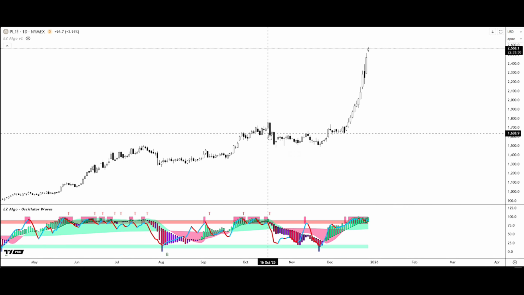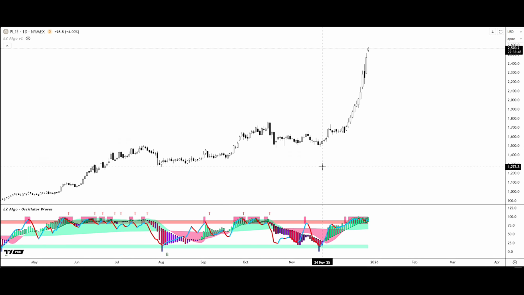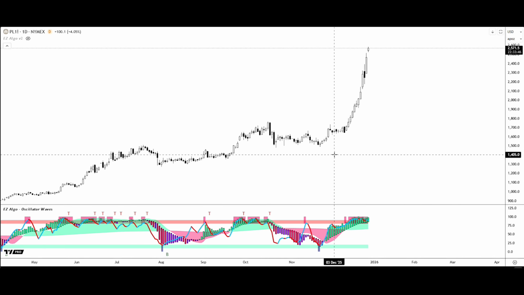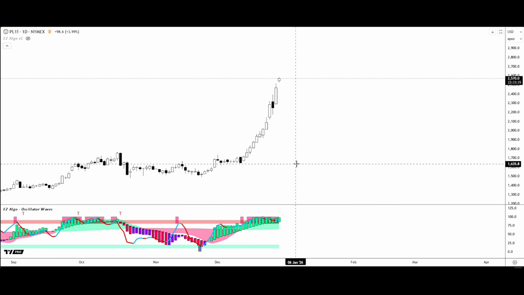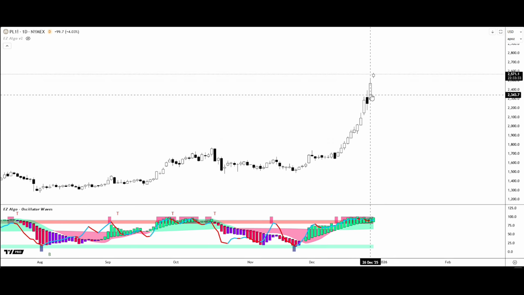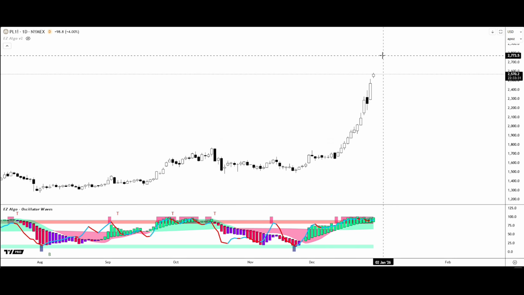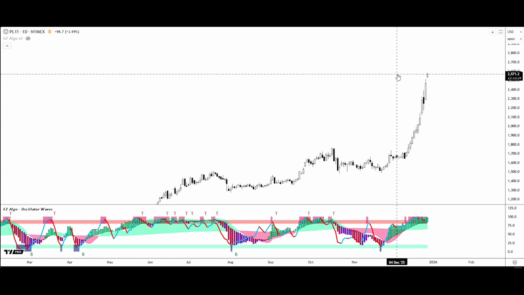Came up here, corrected again, and then shot back to bullish, and now we have this extremely strong move. And as soon as the oscillator waves flipped bullish again was right when price broke out, and then we have this extremely strong move all the way up to, what is it now, $2,570, which is quite insane.